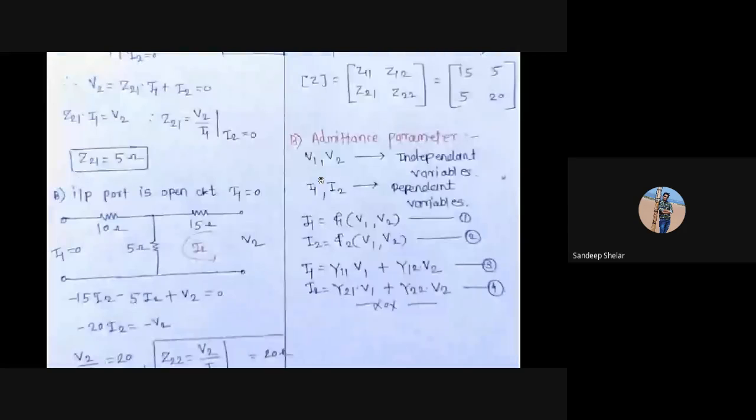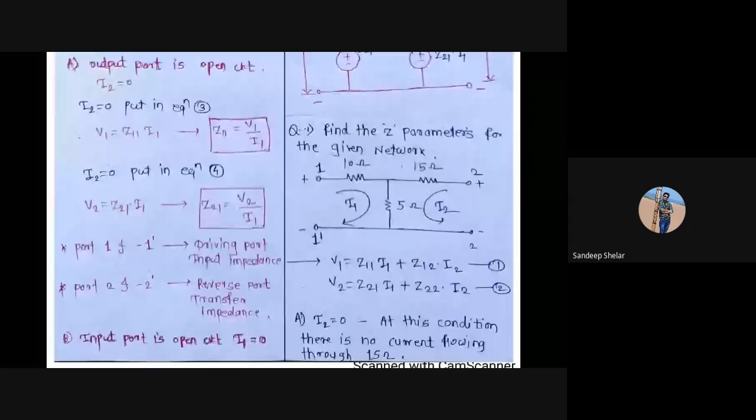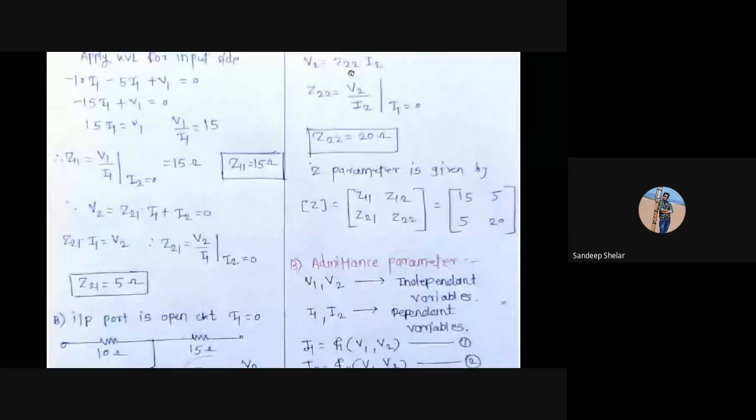This Z12 is equal to 5 ohm. Then in the first condition, Z21 is equal to 5 ohm, because in this condition the 5 ohm resistance is common due to the open circuit condition. Then we have to obtain Z22, that is V2 is equal to Z22 into I2 because I1 is equal to 0. Then Z22 is equal to V2 upon I2 with I1 equal to 0. The V2 upon I2 we have already calculated: Z22 is equal to 20 ohm.